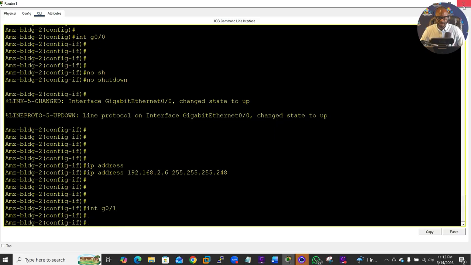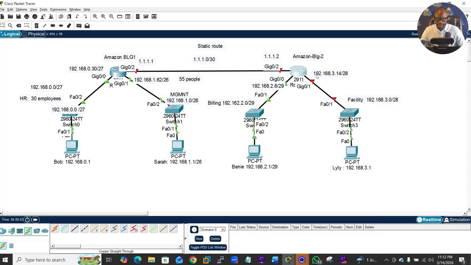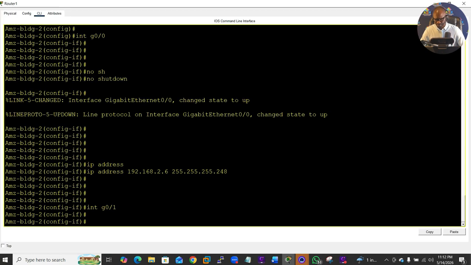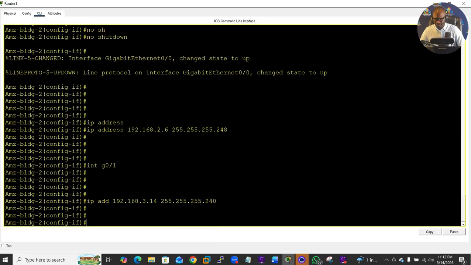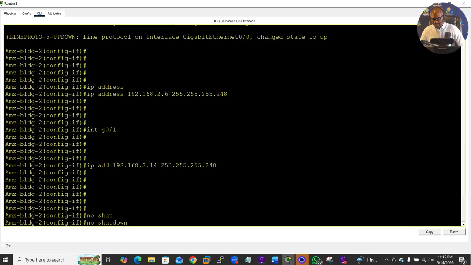And on interface G0/1, we need to check the IP address there. We've got 192.168.3.14/28. A /28 network gives us a total of 14 usable addresses. So .14 is the very last usable address that we're going to assign to G0/1 for building 2. So ip address 192.168.3.14 255.255.255.240 for /28. No shutdown.